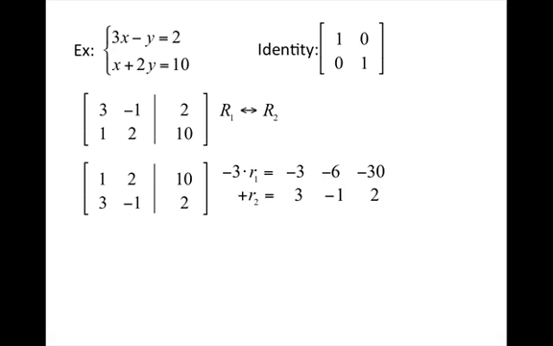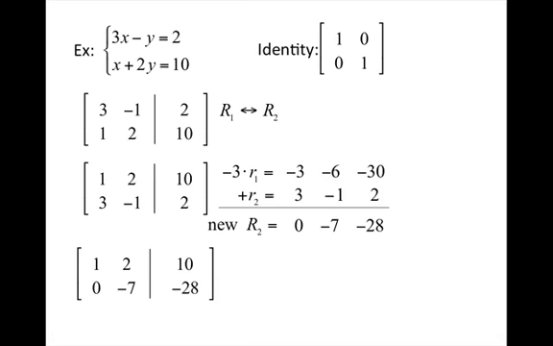This is going to give me my new row 2. So -3 plus 3 gives me the 0 that I wanted. -6 minus 1 is -7. And -30 plus 2 is -28. So row 1 stays the same, 1, 2, 10. And row 2 becomes 0, -7, -28. Now I have column 1 exactly as I need it.